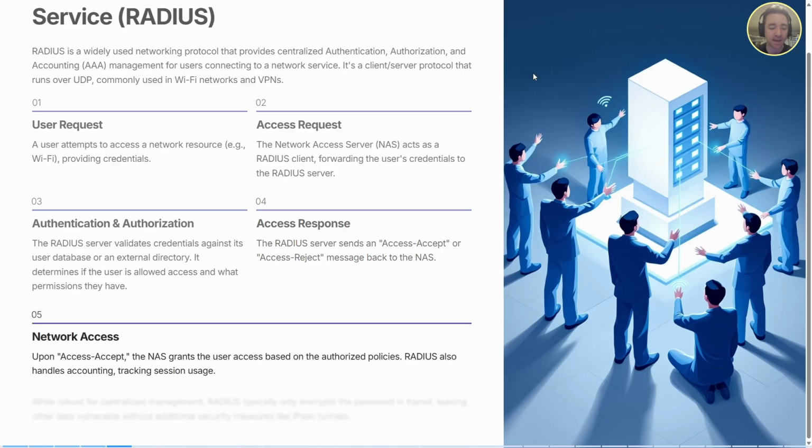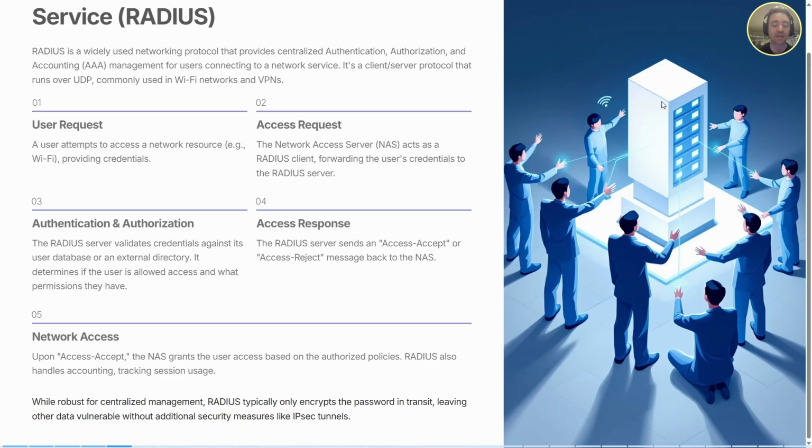Now, in terms of network access, upon the access accept, the server will grant the user access based on the authorized policies. Radius also handles accounting, tracking, and session usage. So key things here are Radius is a central method for authenticating. User tries to log in, they send their data to the server, the server sends it to Radius. Radius will send a message back saying either yes, they are allowed, or no, they're not allowed. Here's what they are or are not allowed to use.